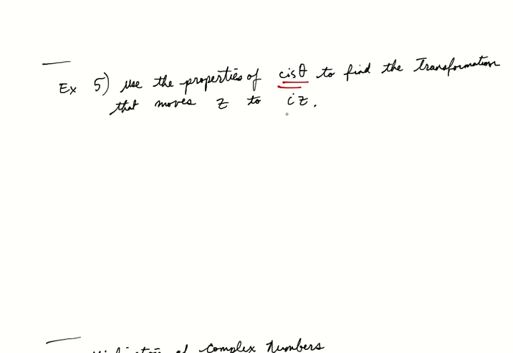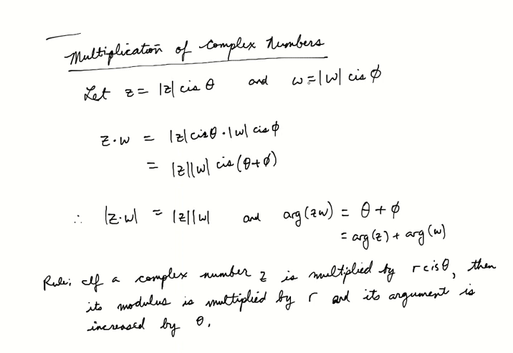This is example 13 in your book. Try this first, see how you could use the cis properties to get here. I'll give you a head start: z equals r cis theta, and now use i is cis pi over 2. Use this property, multiply these two and see what you get. Now, multiplication of complex numbers.